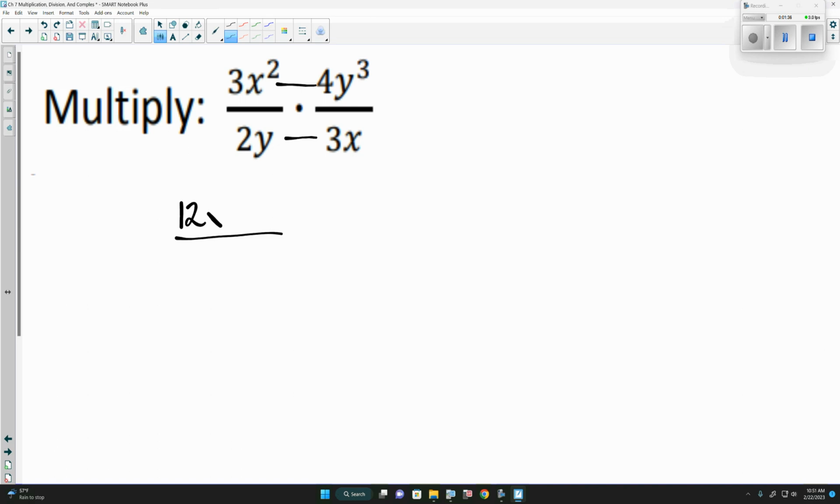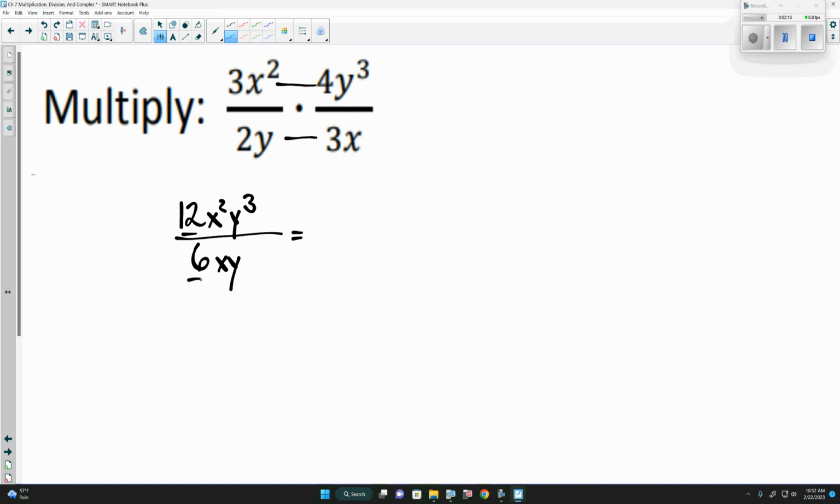X squared, y cubed. Because x and y are not like terms, so we just multiply them together. Whenever we have like bases multiplied together, we add the exponents. The denominator, 2 times 3 is 6. And again, when we multiply x and y, we just get xy. Any questions on this first step here? Once we get finished multiplying, we will simplify.